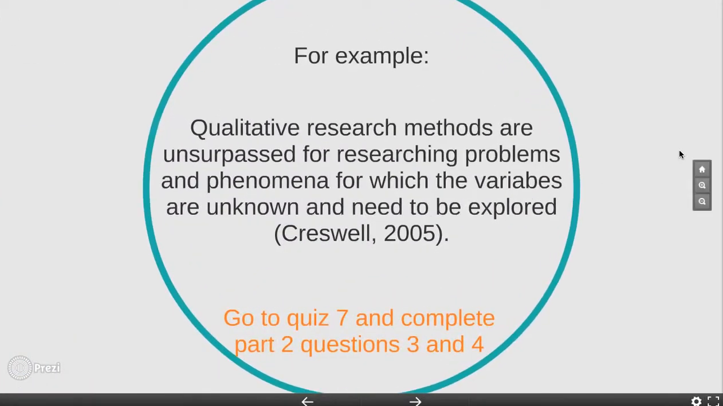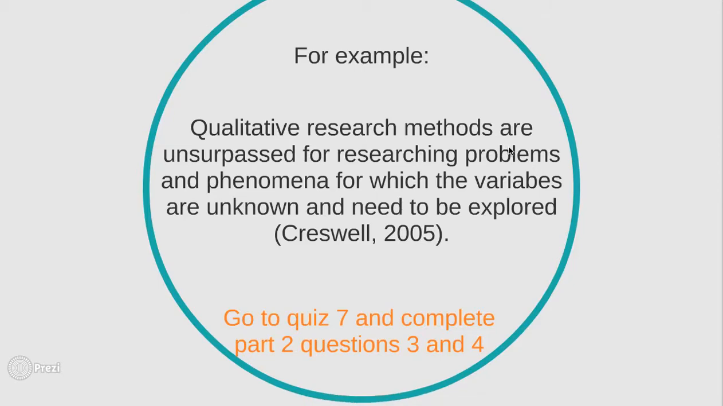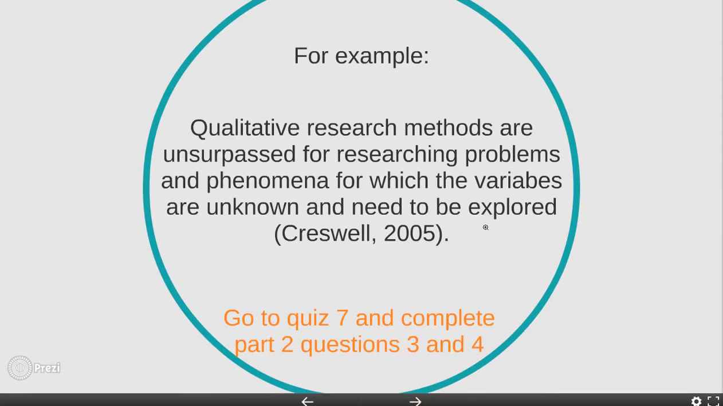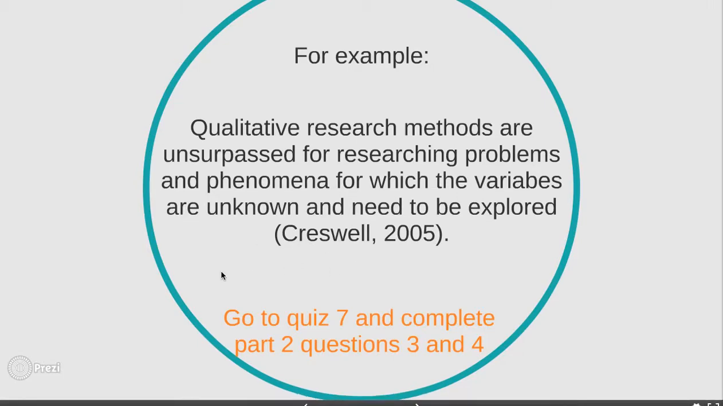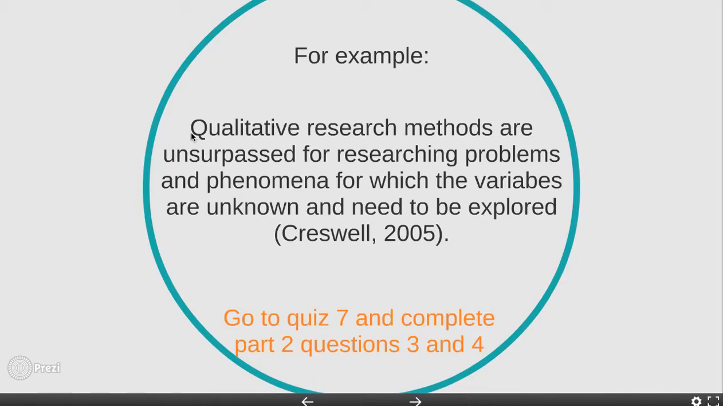Okay, so let's look at an example. Qualitative research methods are unsurpassed for researching problems and phenomena for which the variables are unknown and need to be explored. So basically starting out with there are areas that are unknown and need to be explored. What is the best way to research that? Qualitative research methods. So this is explaining why the author used qualitative research methods to conduct this research.